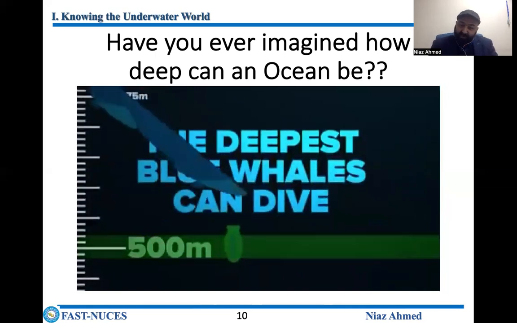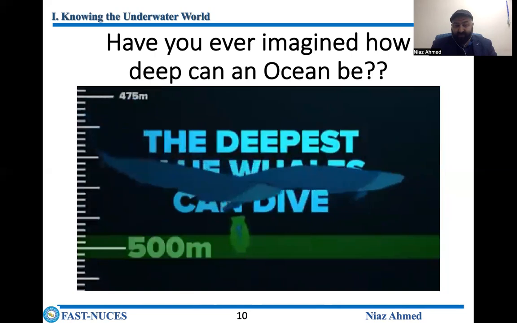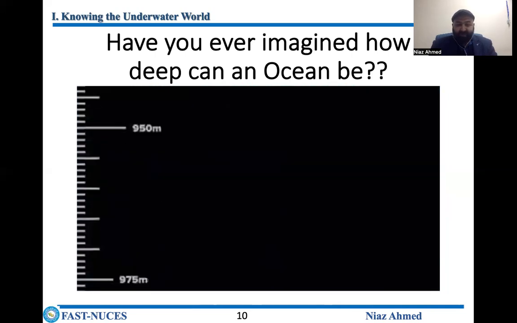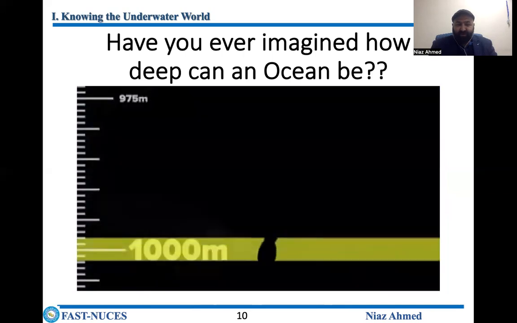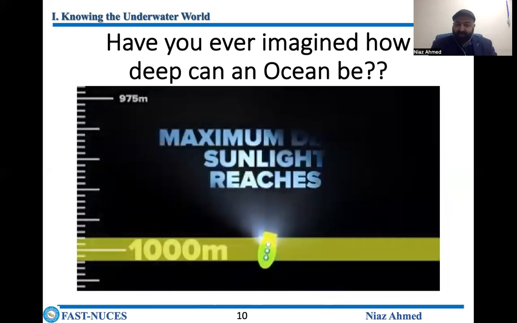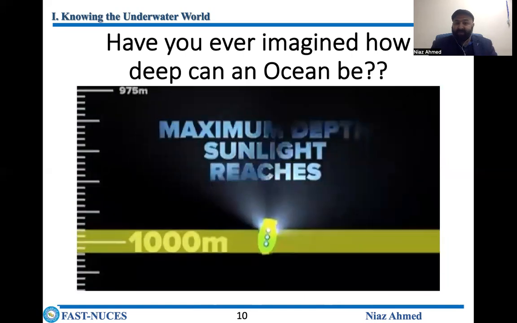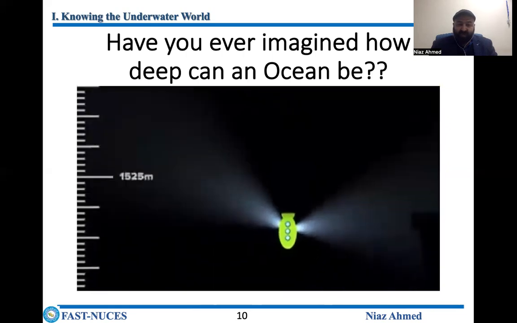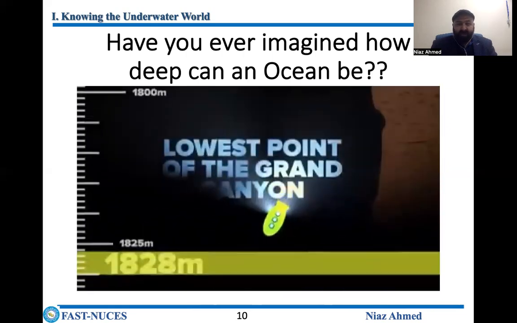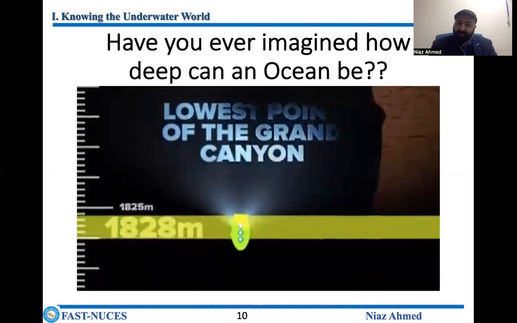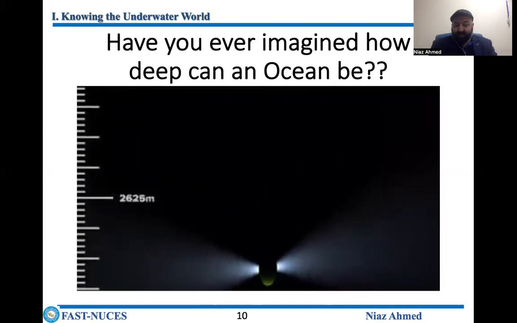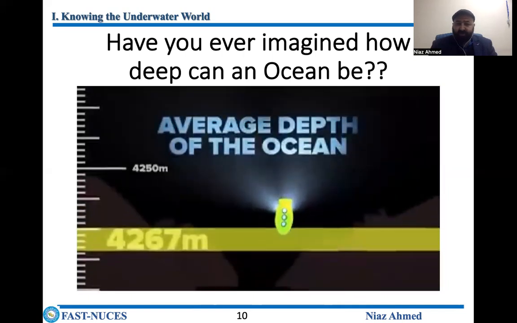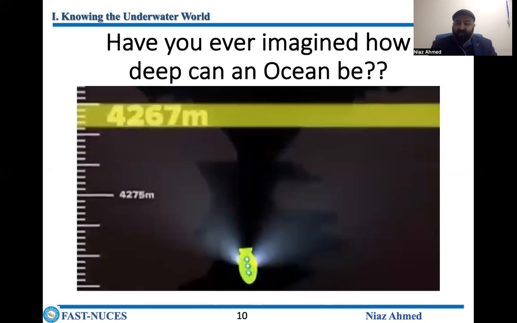And this is 500 meters, where a whale can dive. And then you go on deeper and deeper, and then you have 1 kilometer. And that's the maximum depth sunlight can reach. Way minimal, but that's where you can still have some kind of energy. And there is about 2 kilometers, which is the Grand Canyon's lowest point. Just go further deeper and deeper, and this is the average depth of 4 kilometers.